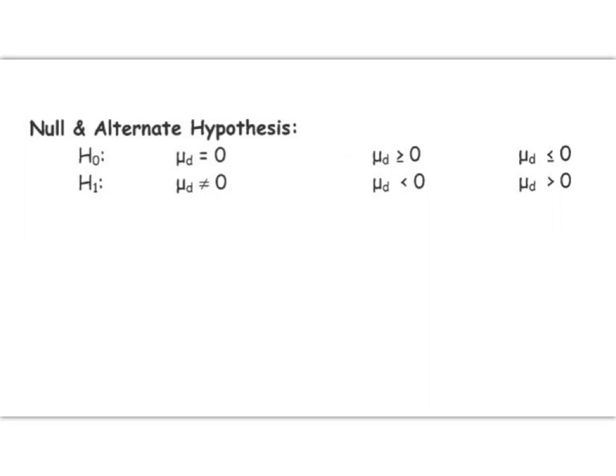And my alternative hypothesis, the challenge to the null, is going to be something that doesn't have an equality statement in it. So I could say that the difference between my means is not 0, it's less than 0, or it's greater than 0.